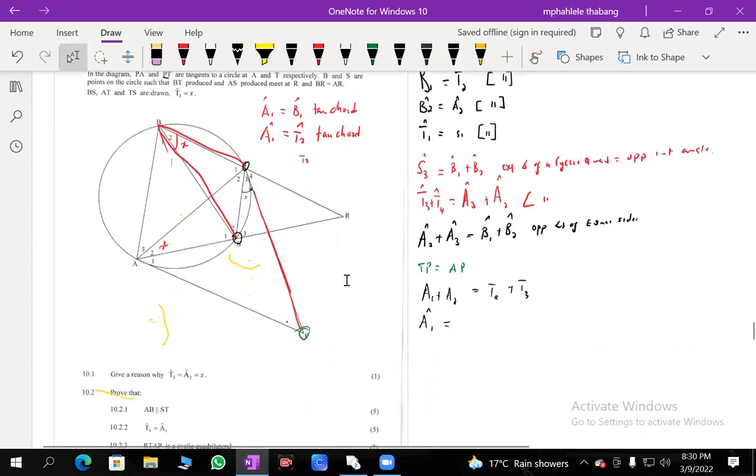So now let's answer the question. Give a reason why T3 equals A2 equals X. We just did this one right now. What is the reason? Why is T3 equal to A2? Why are they all X? Tan chord theorem. It's the tan chord theorem. True.